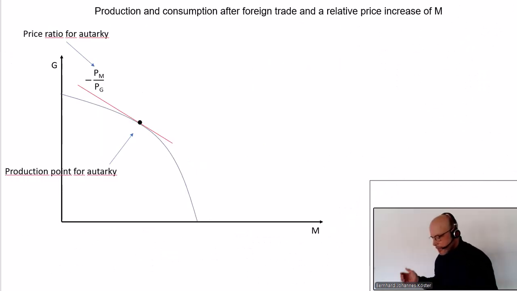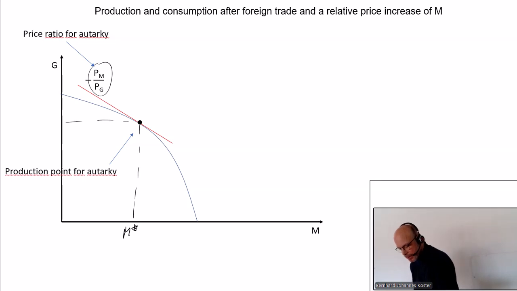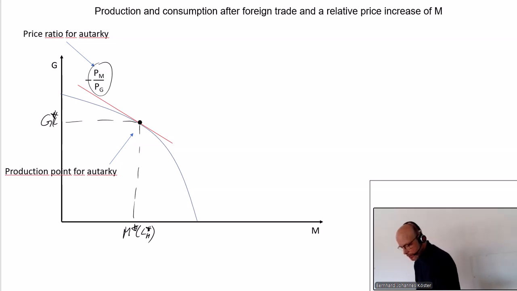So, let's start from a situation of autarky. This would be the equilibrium level in the industrial sector given this price ratio, and this would be the equilibrium level in the agricultural sector given this price ratio. This depends on LM star from the labor market and LG star from the labor market.